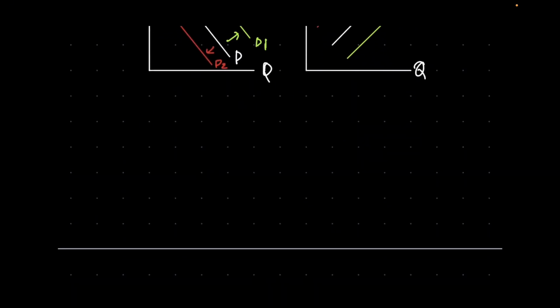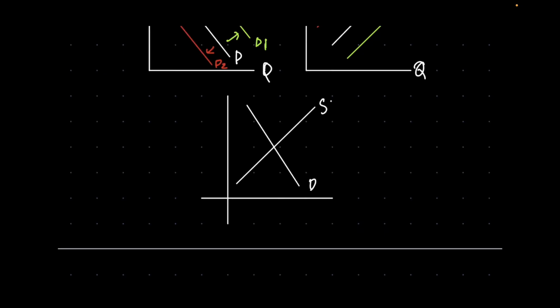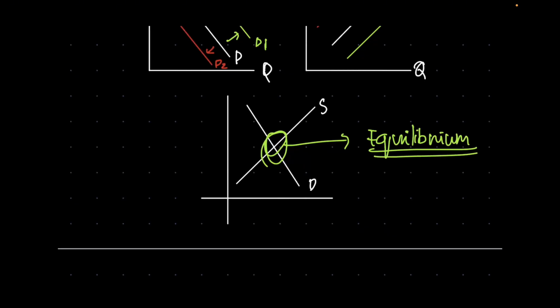Now let's try and put them both in one diagram. So this is essentially where all of it starts to interconnect. If you remember in the previous video, we looked at how when demand and supply interact, this particular point at which they meet is called the equilibrium point. So we have the equilibrium point as the point where the quantity demanded equals the quantity supplied.